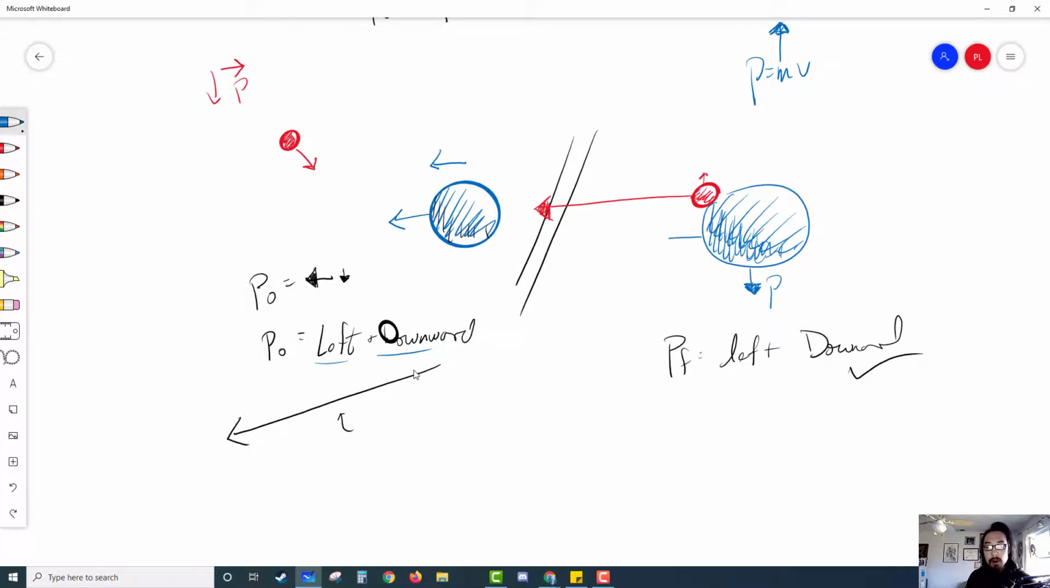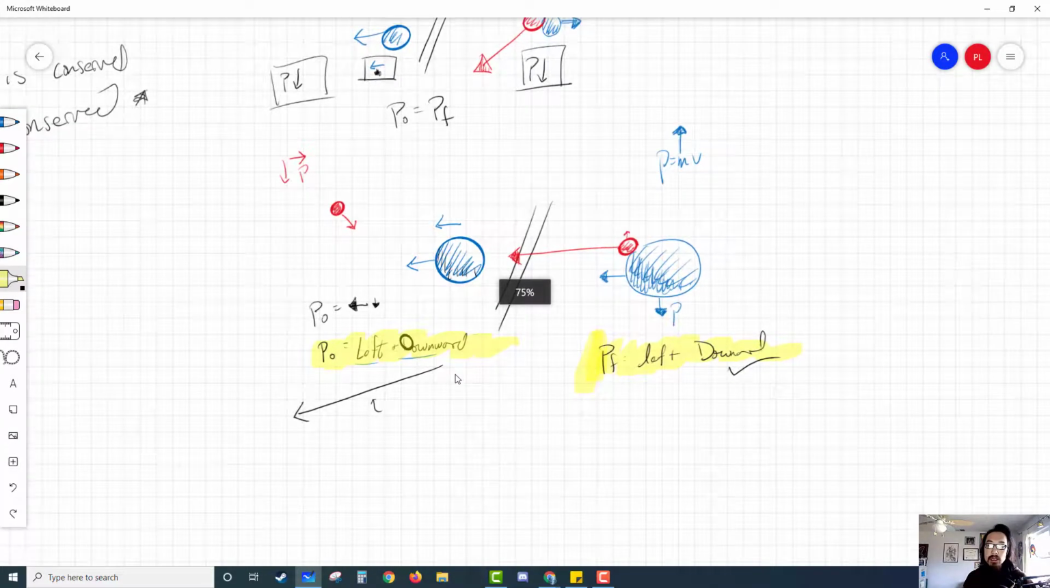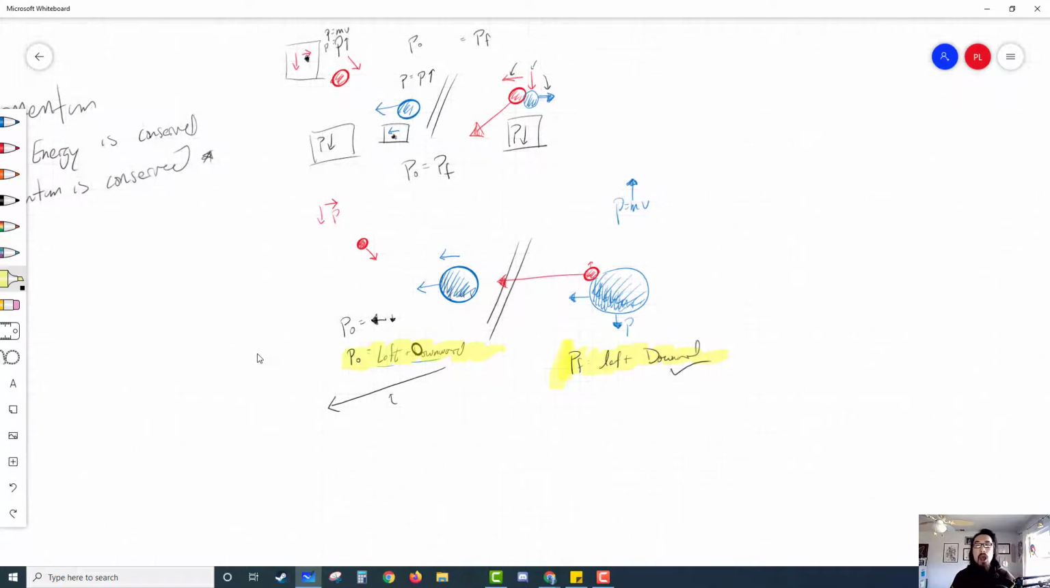And this blue ball will also have a momentum going to the left. It might even have it going to the right, I don't know. But the important thing here is that the overall momentum of the system matches the initial momentum of the system. That's a big idea here, and that's how you can approach it conceptually. So this is an elastic collision.